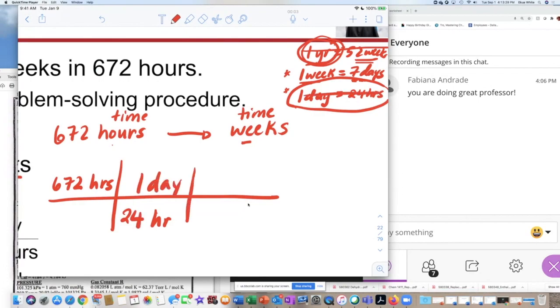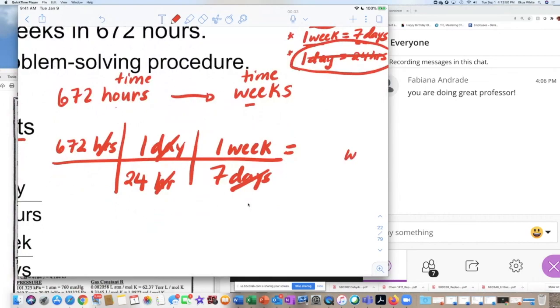Okay? Then up here, hour and hour cancel out. Now I have to use a conversion that has day in it. This is 7 days, and I have 1 week. Okay? Days and days cancel out. So when you do this conversion, your answer will be in weeks, even though your math is 672 times 1 times 1 divided by 24 divided by 7.